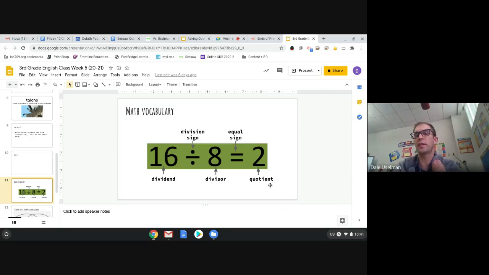So the answer in a division problem is called the quotient. And I know that's a very odd looking English word. It uses the QU at the beginning, and the sh sound is created by the TI, but this is the word quotient. Say that word quotient.